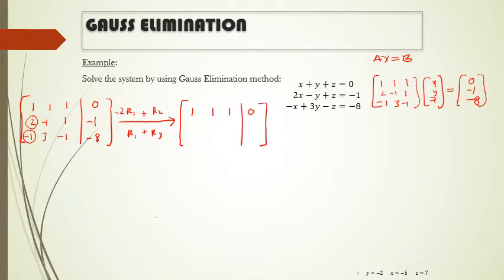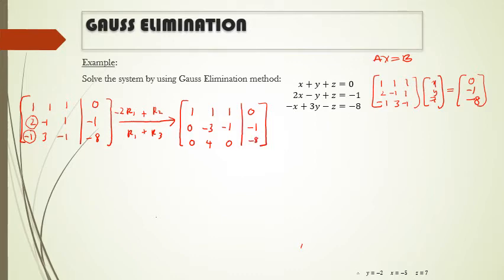So row 2 will be 0, negative 2 minus 1 is negative 3, negative 2 plus 1 is negative 1, 0 plus negative 1 is negative 1. And for this one we just add them together: 0, 4, 0, negative 8.